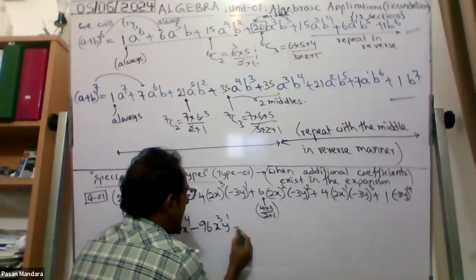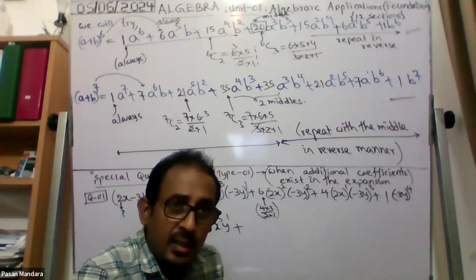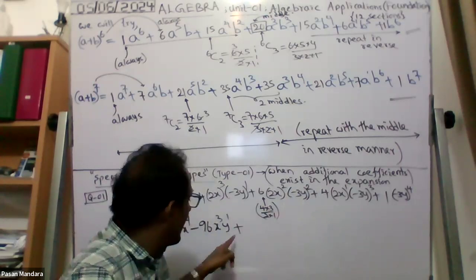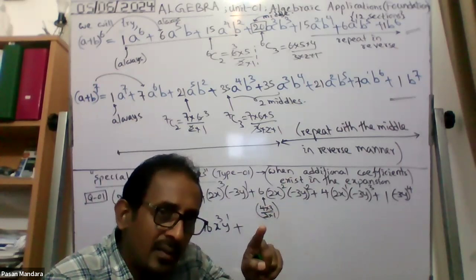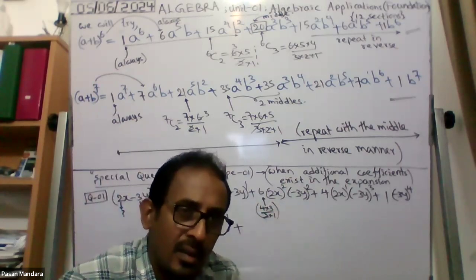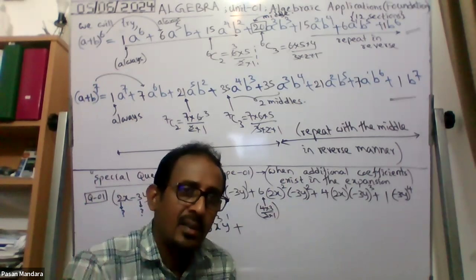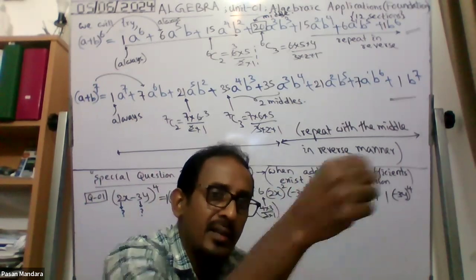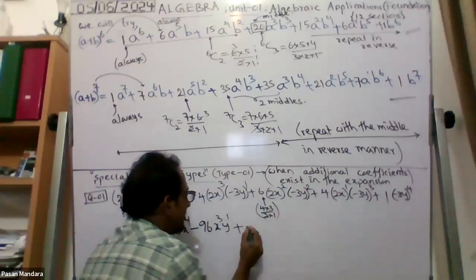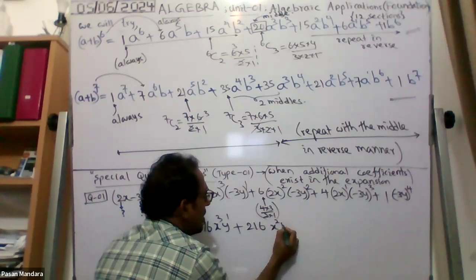Minus to the power 2, plus. 2 to the power 2, 4. Don't read minus again, I settled it. 3 to the power 2, 9. 4 into 9, 36. 36 into 6: 30 into 6, 180. 6 into 6, 36. 180 plus 36. 180 plus 20, 200. Another 16 left, 216. x to the power 2, y to the power 2.